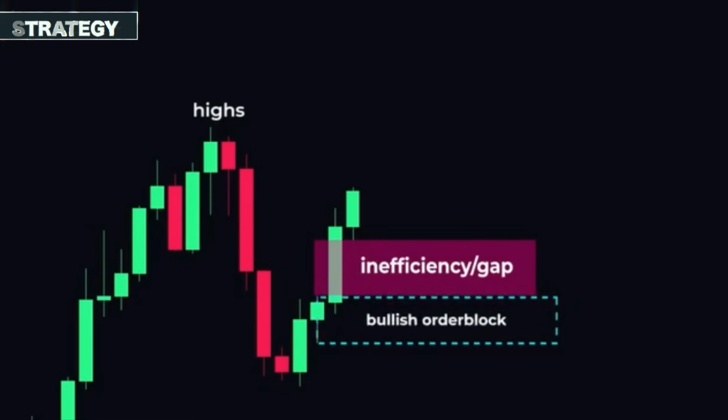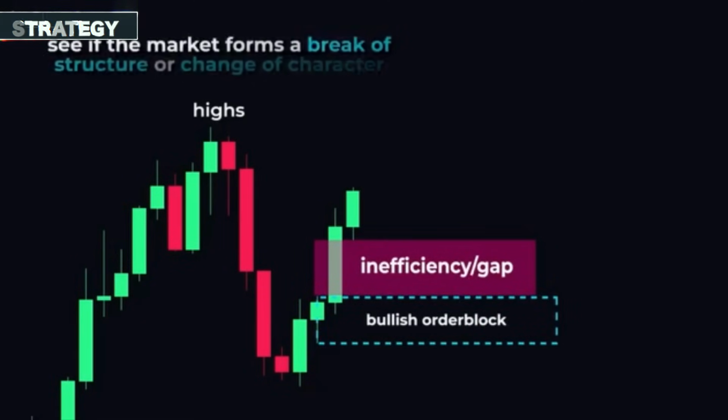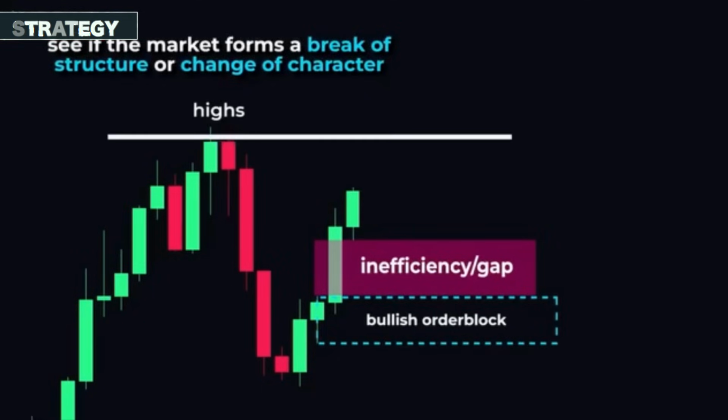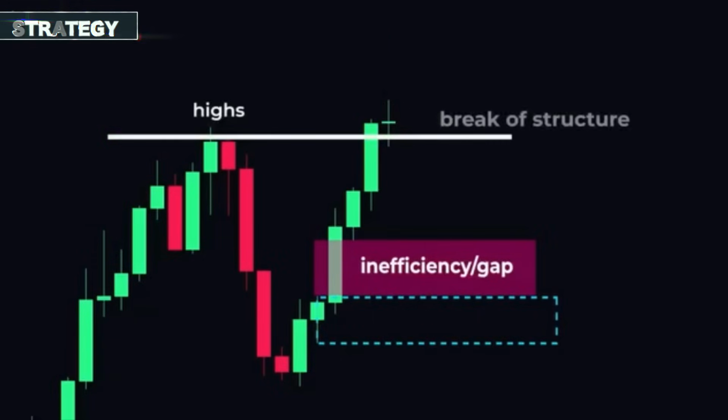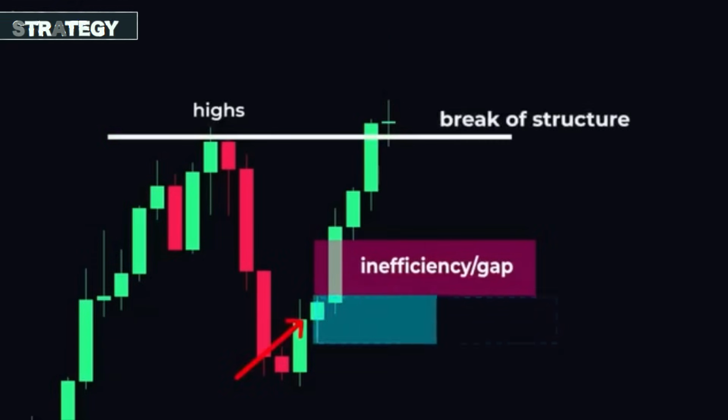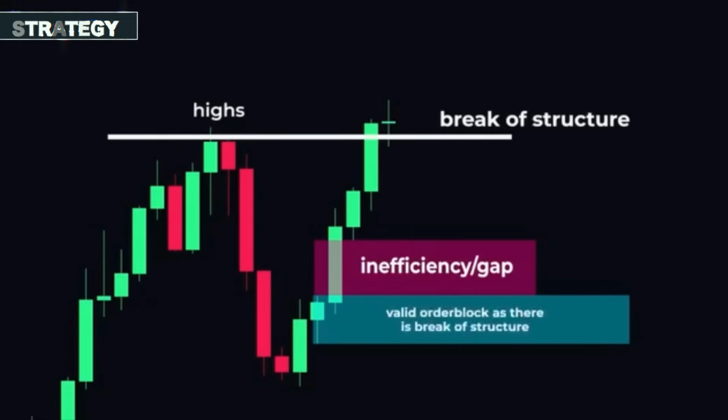However, this doesn't mean we can immediately draw an order block, as we need to first see if the market forms either a break of structure or a change of character afterward. Right here, we notice that the price hasn't yet formed a break of structure, as it hasn't broken these previous highs, so we wait for the price to develop further. Now, once the price does break this high, forming a break of structure, that's when we can draw our order block on the first candle before the inefficiency.